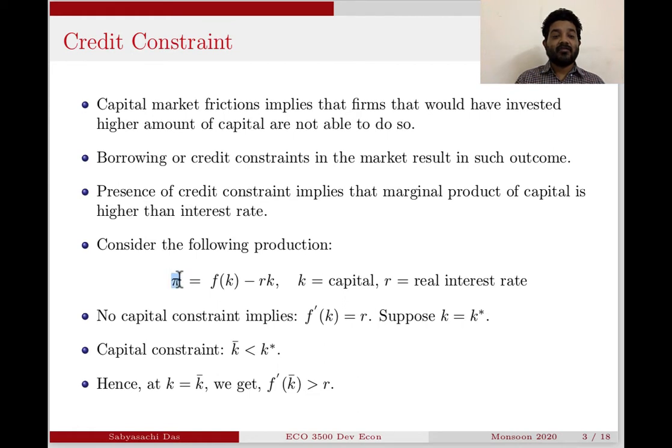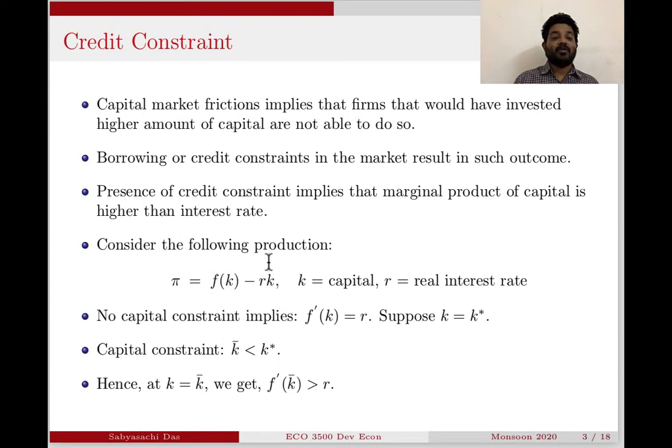So what I'm writing down here is a profit equation. Profit, in real terms, equals output produced by capital, f of k, where f is a production function and k is the capital, minus the interest rate payment. I'm not including labor here, but you can include labor. This is the net profit.